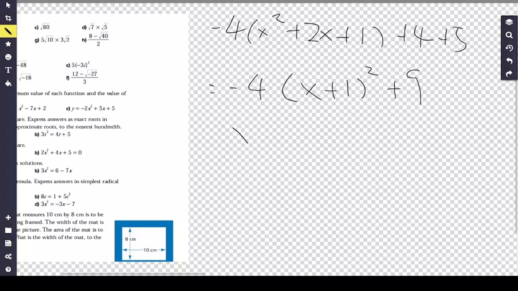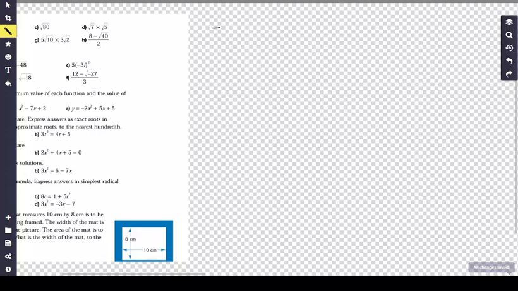So the vertex is going to equal -1 and 9, so this is our maximum because we open downwards because of the negative value on the x squared. Now let's look at the second one.